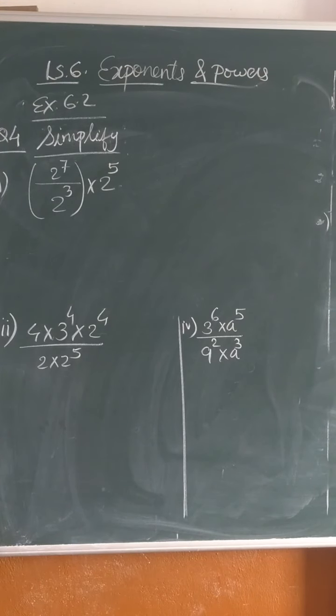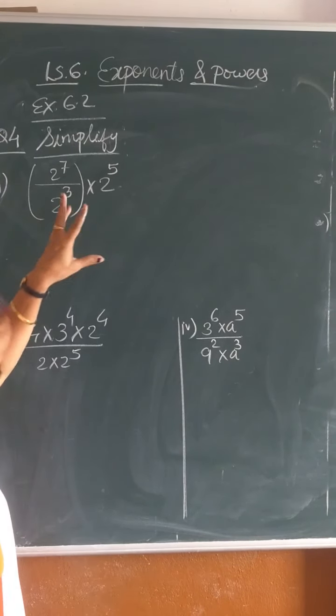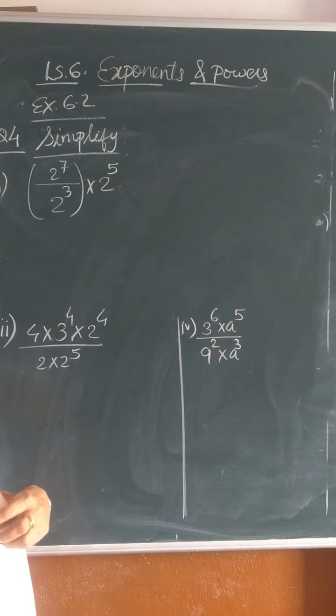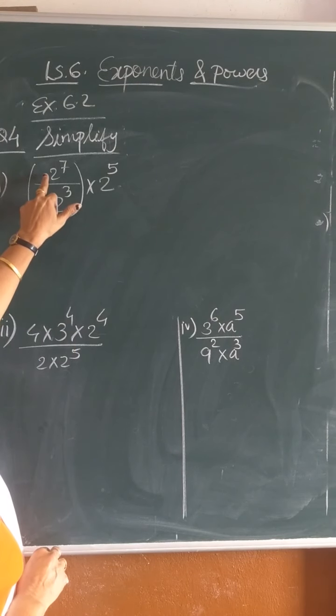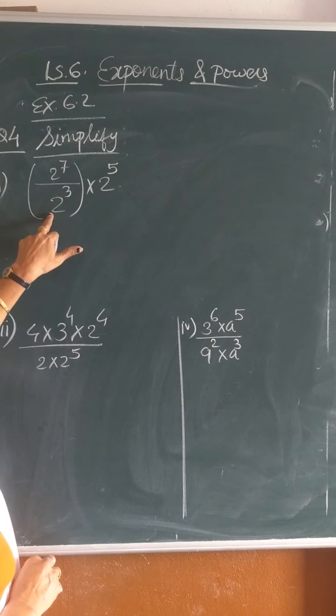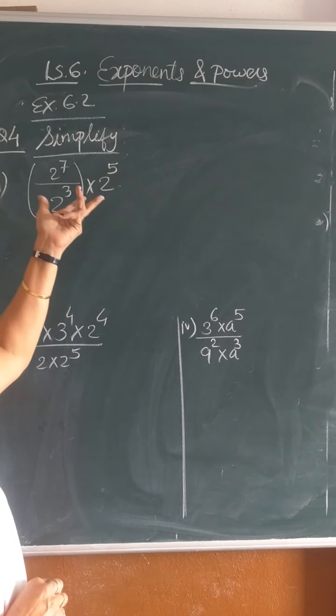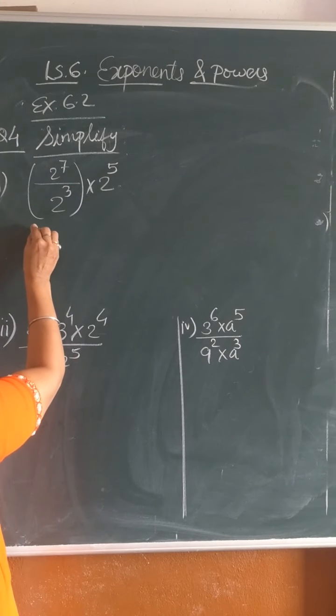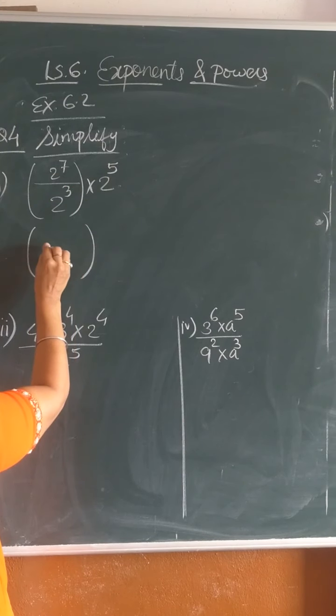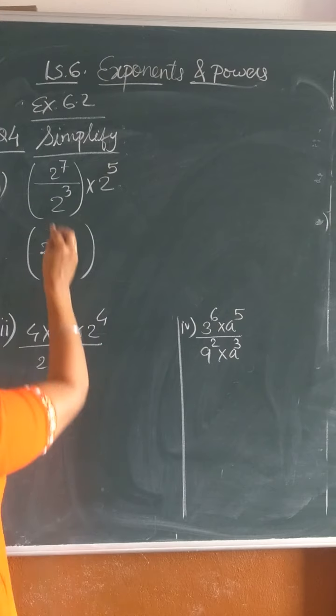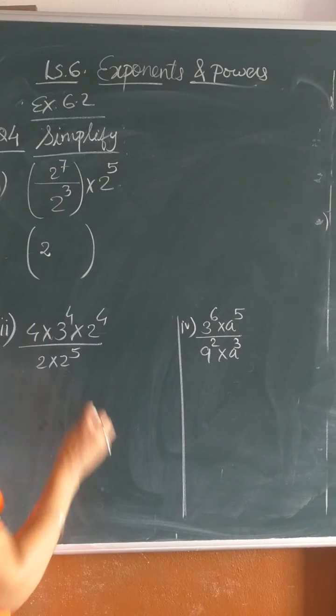Let's see question number 4. Simplify. Check the question and use the correct law. See children, you can see here the base is same and division sign is there. This symbol represents division sign. So you can use the law. So what we write for this as base one time you will write and wait.